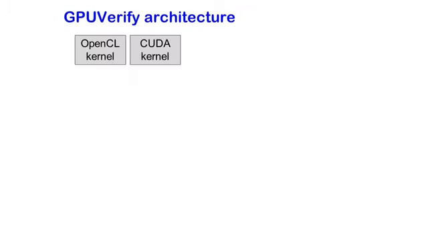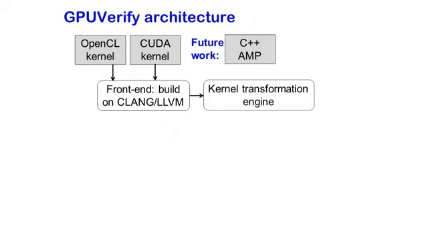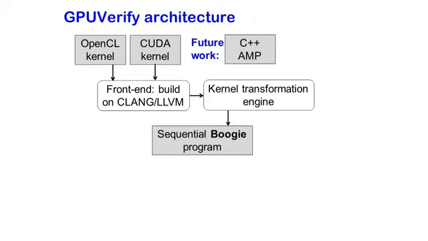The architecture of the tool is as follows. We take a kernel either in OpenCL or CUDA, and in future work, we would like to consider Microsoft's C++ AMP programming model, which has various similarities with OpenCL and CUDA. We take one of these kernels and we run it through a front end built on top of the Clang and LLVM compiler framework. So Clang and LLVM know how to parse OpenCL and CUDA, thanks to great open source efforts by other people. And they turn this into an LLVM control flow graph. And we have a tool that then translates that control flow graph into a Boogie program. So Boogie is an intermediate language for verification.